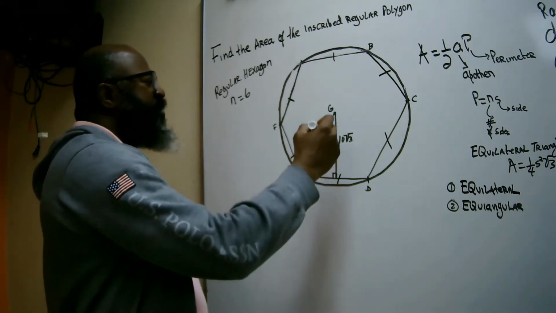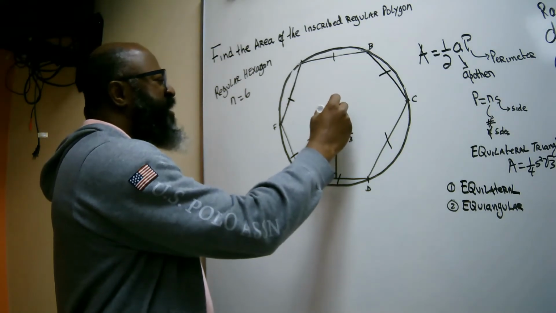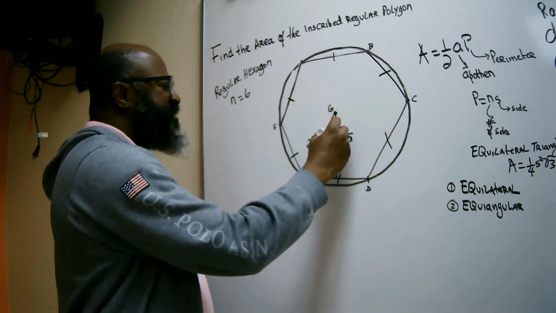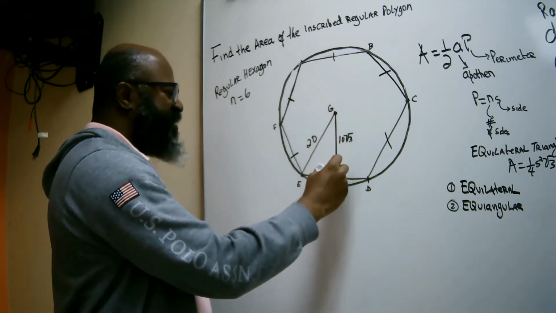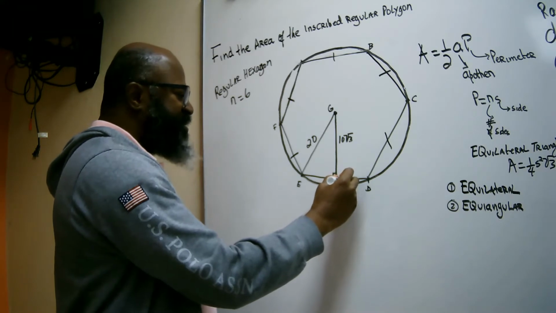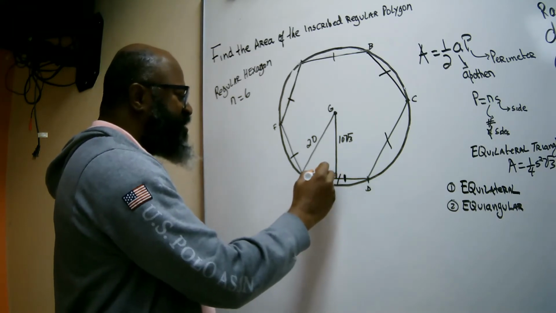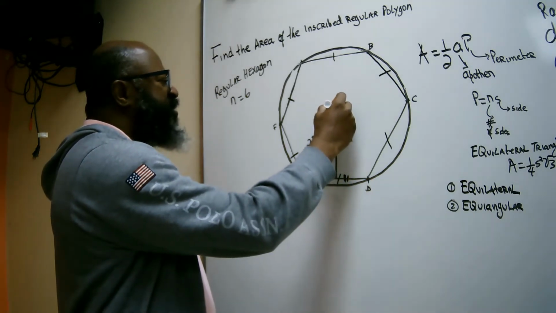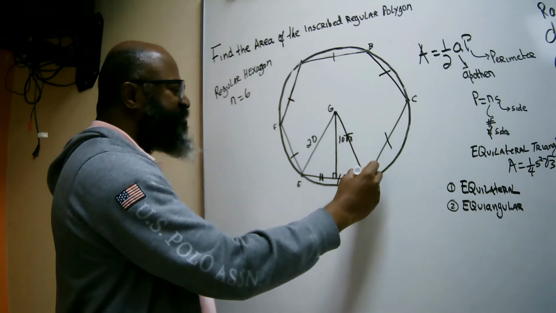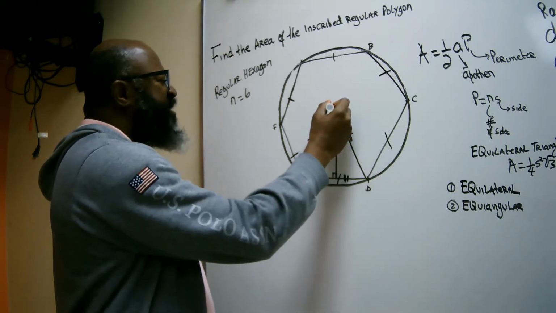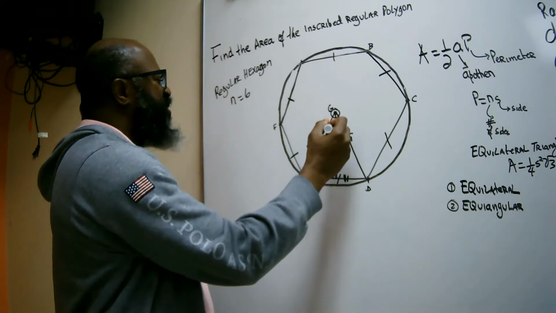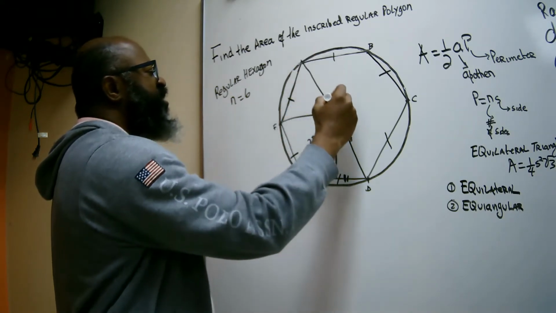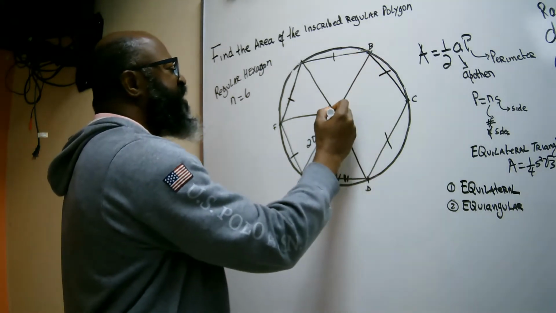And the apothem is drawn from the center of the circle perpendicular to the base. It's going to be a perpendicular bisector, so this side will be the same as that side. In other words, we can create a triangle. Then we can find this angle here, which is called the central angle. If we do this, you will create a bunch of triangles, 6 equilateral triangles.